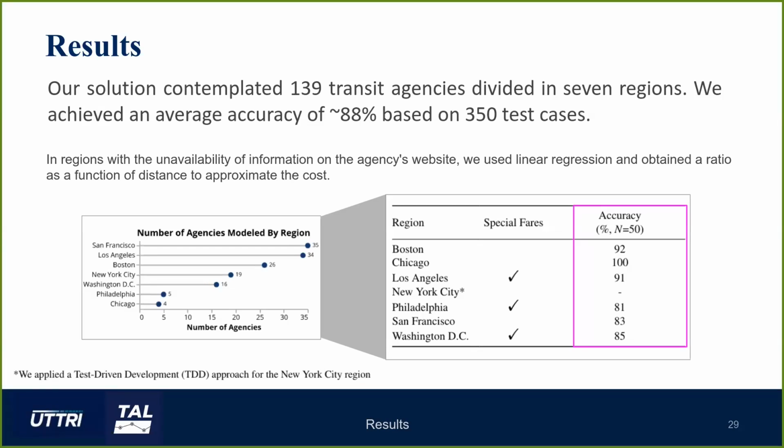The accuracy ranged from 81% to an exact solution in Chicago, for example, which is relatively high considering the task difficulty. The challenge was not necessarily the number of agencies in the region, but the complexity of the fare structure, the transfers, and the availability of reliable information. Philadelphia was an example. Despite fewer agencies, the fare policy information was not publicly available on the website, and a linear regression was our choice to estimate fare for New Jersey Transit.